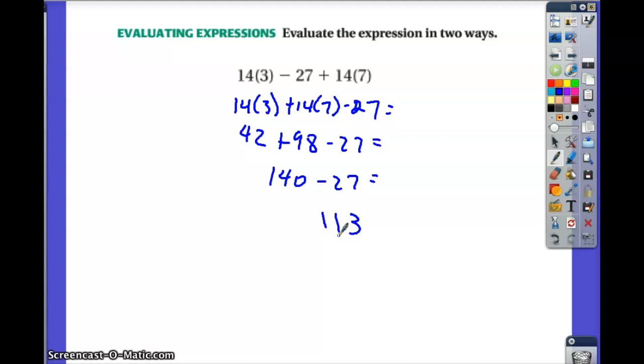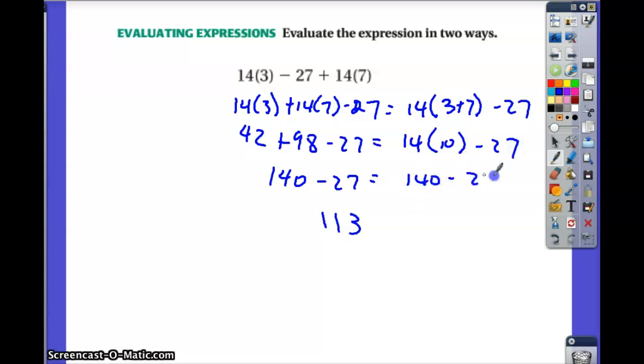Now on this side you could go 14 times (3 plus 7) minus 27, and you end up with 14 times 10 minus 27, and end up with your 140 minus 27, which is going to equal 113. So it worked out two different ways.